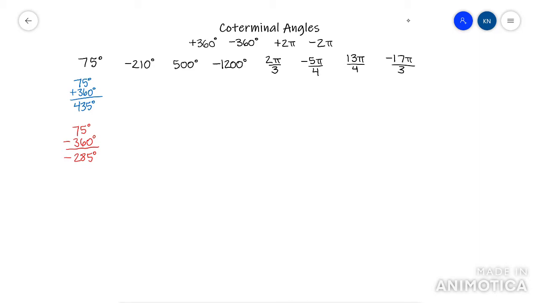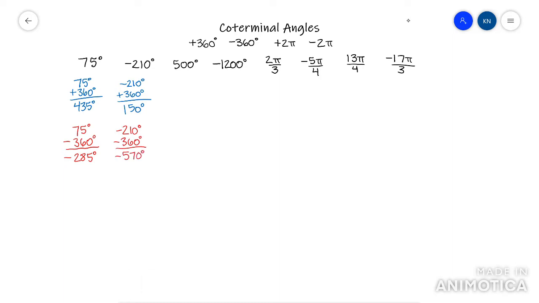So look at this next one, negative 210 degrees. If I wanted to find a positive coterminal, I would just add 360 degrees. If I wanted to find a negative coterminal, I would just subtract 360 degrees. And that would be it.